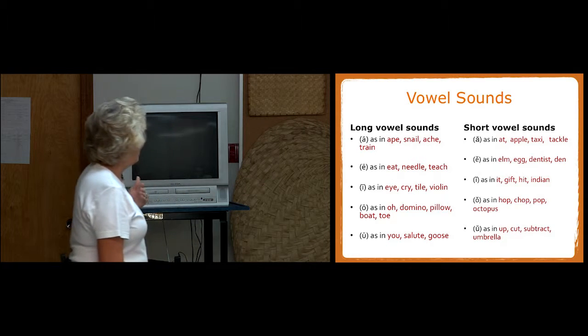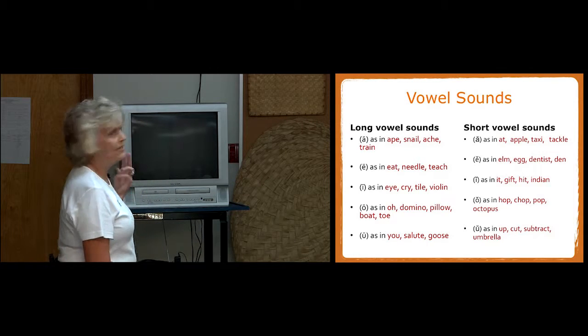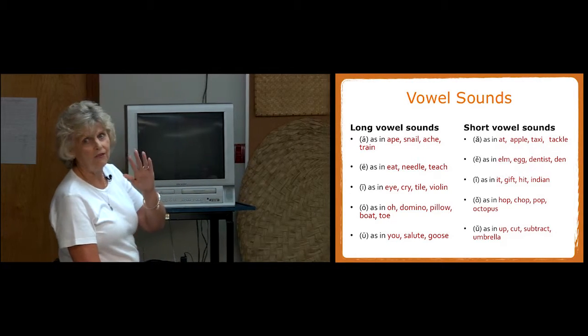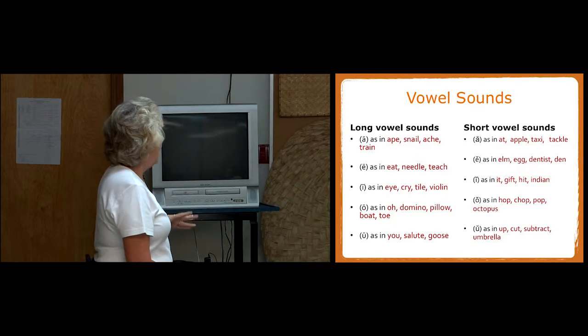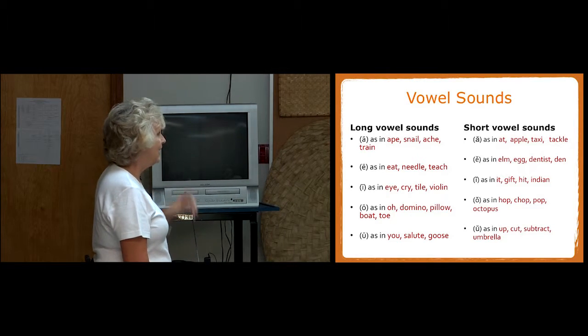Okay, three syllable words. Each syllable has got to have a vowel sound, right? All right, U, long U. Let's read and listen for U.